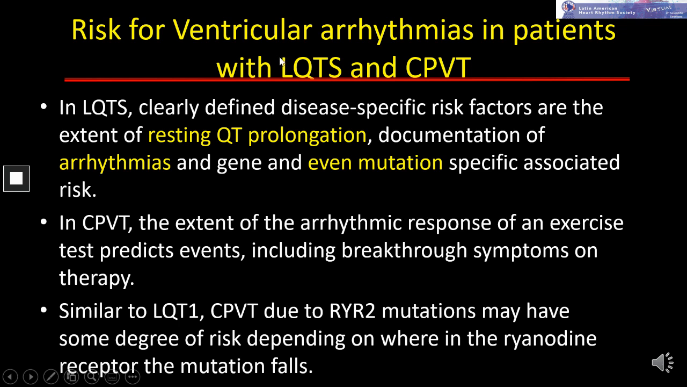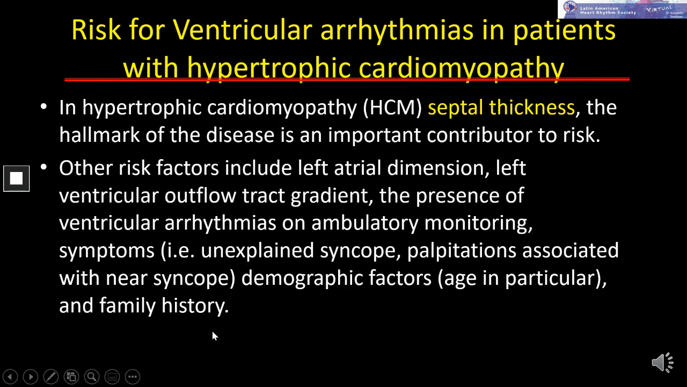How about the long QT and the CPVT? In patients with long QT, the clearly defined disease-specific risk factors are the resting QT prolongation and also documented arrhythmia and also genetic mutation. In patients with CPVT, the response of arrhythmia to the exercise predicts the events, including the breakthrough symptom on therapy. Similar to the long QT1, the CPVT due to RYR2 mutation also has some degree of risk depending on where the ryanodine receptor mutation falls.